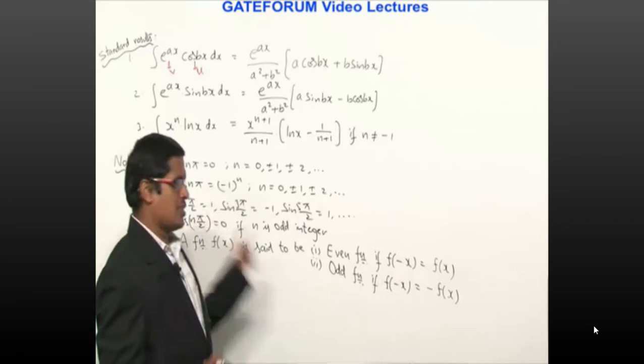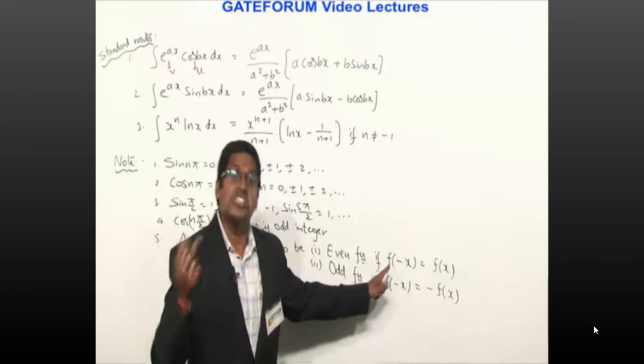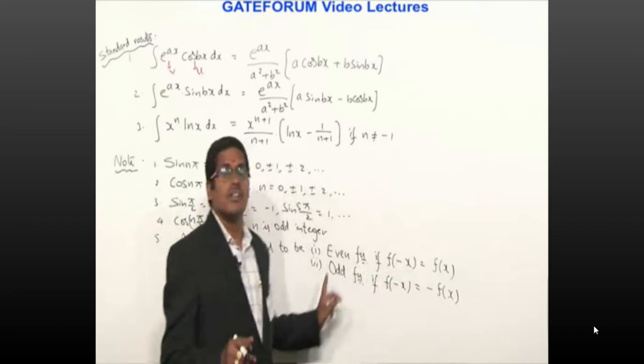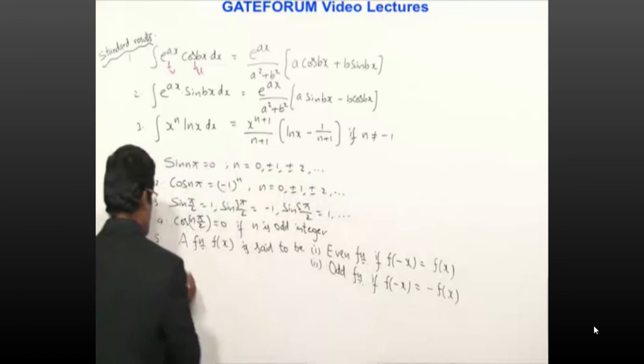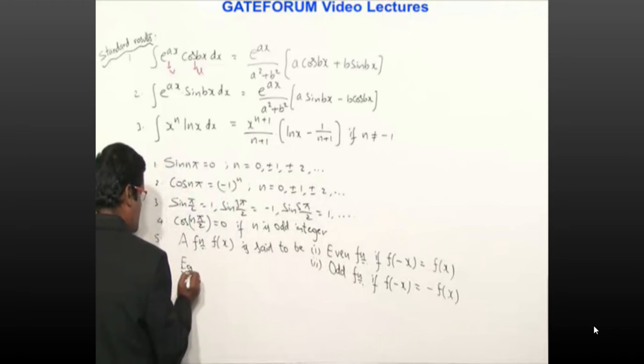So in the given function, replace x by minus x and simplify. If you get minus f of x, that function is odd. If you get plus f of x, that function is an even function. Okay, so standard examples I am writing.